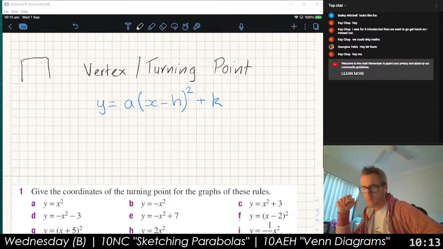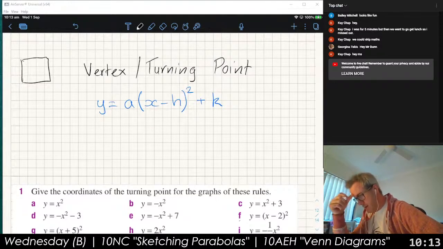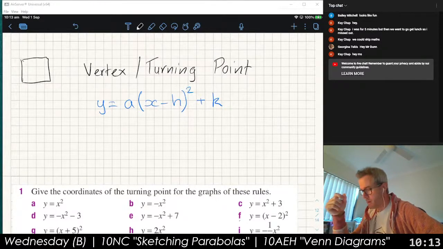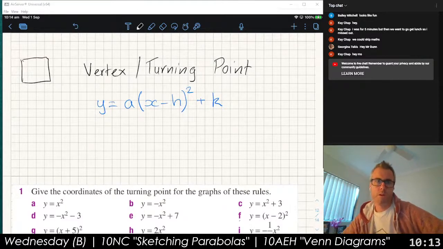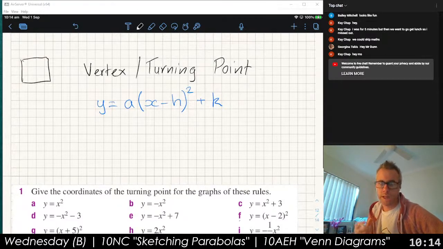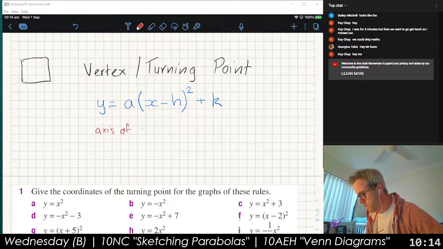This little form here allows us to pick up a number of different aspects, but it allows us to easily calculate two aspects of our parabola, right? So the first one, of course, is our axis of symmetry.